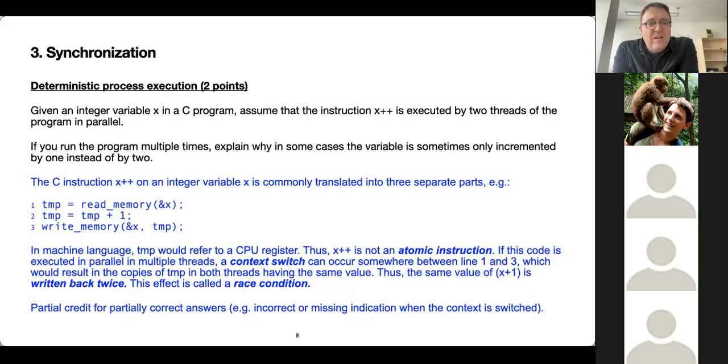And this is, of course, a situation that occurs probably very rarely. So this is a typical race condition. So in most cases, it works fine. And finding bugs like this is pretty horrible. And of course, we gave partial credits here for partially correct answers. So for example, if you had an incorrect or missing indication of when a context would be switched. So the context switch would be the important thing to mention here, that there's some switch happening between some of the instructions here, between the threads, that causes the incorrect value to be generated in the end.